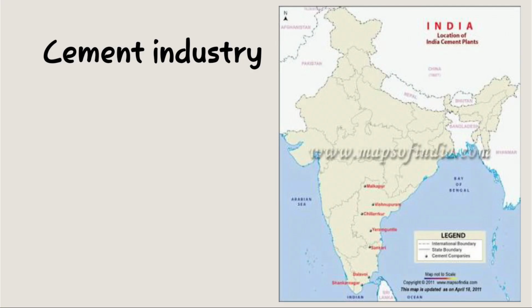In this map, you will be able to see some cement manufacturing places of our country. For example, in the southern states of Tamil Nadu, Karnataka, Andhra Pradesh, you can see the maximum cement manufacturing centers.